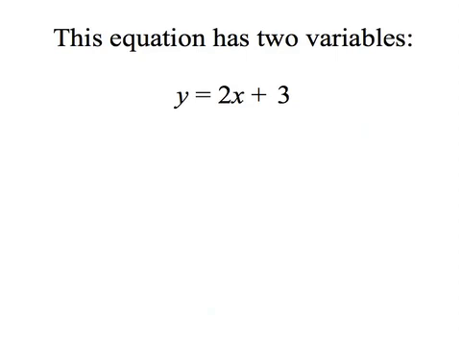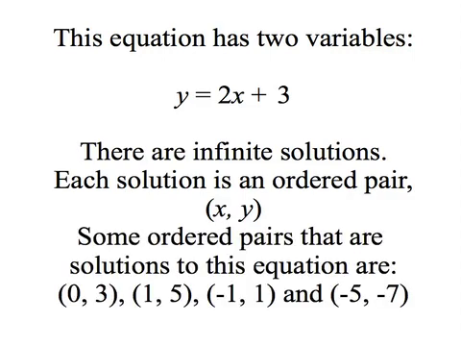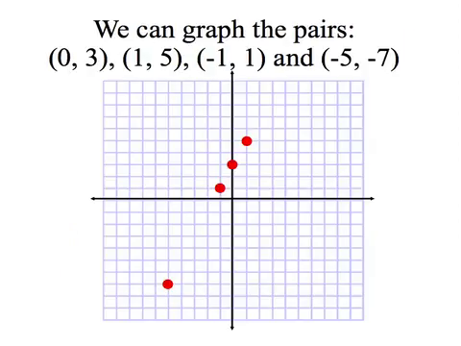This equation has two variables. There are infinite solutions, and each solution is an ordered pair, and we write an ordered pair with the x value first, followed by the y value. Some ordered pairs that are solutions to this equation are (0, 3), (1, 5), (-1, 1), and (-5, -7).